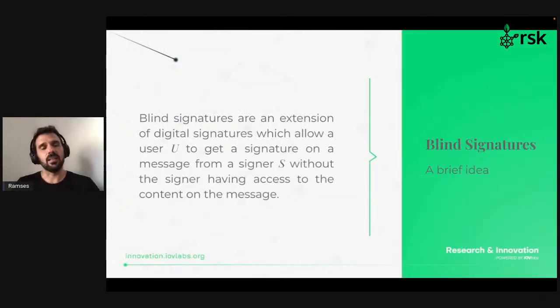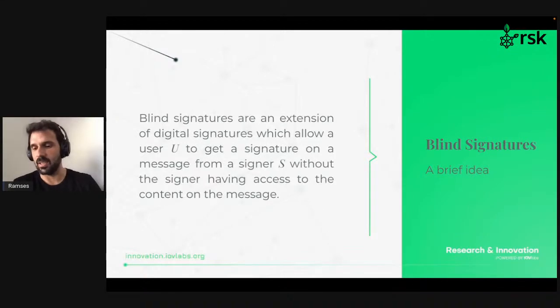Well, what's a blind signature? Blind signatures are an extension, a kind of digital signature, which allows a user to get a signature on a message from a signer without the signer having access to the content of the message. So the signer doesn't know what he's signing.